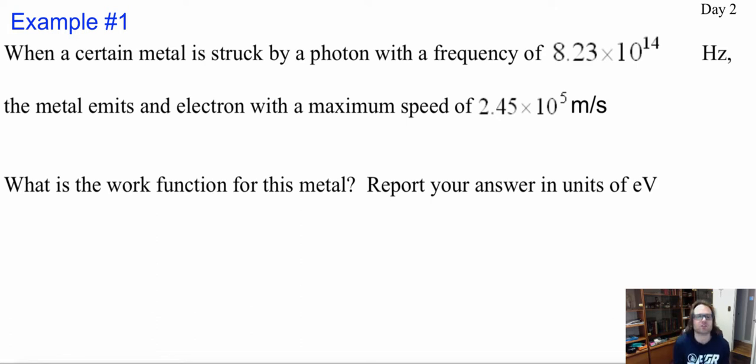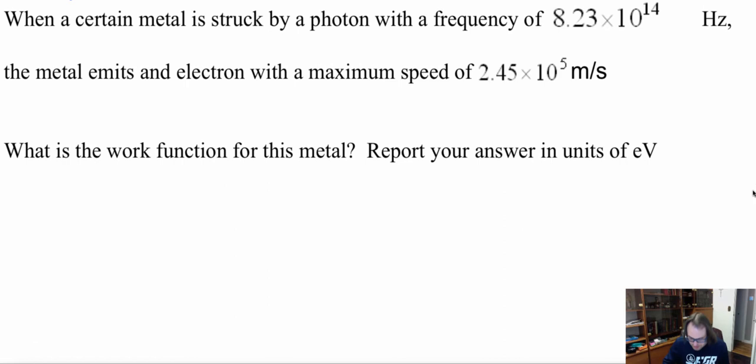It says, when a metal is struck by a photon with a frequency of 8.23 times 10 to the 14 hertz, the metal emits an electron with a maximum speed of 2.45 times 10 to the 5 meters per second. What is the work function for this metal? And it wants our units in electron volts. So let's start off by writing down what we know. I know my frequency is equal to 8.23 times 10 to the 14 hertz.